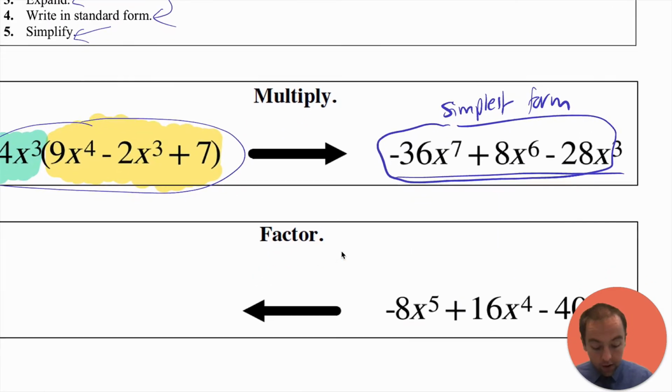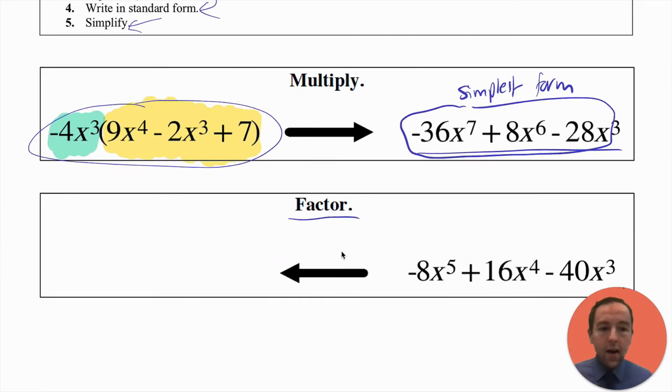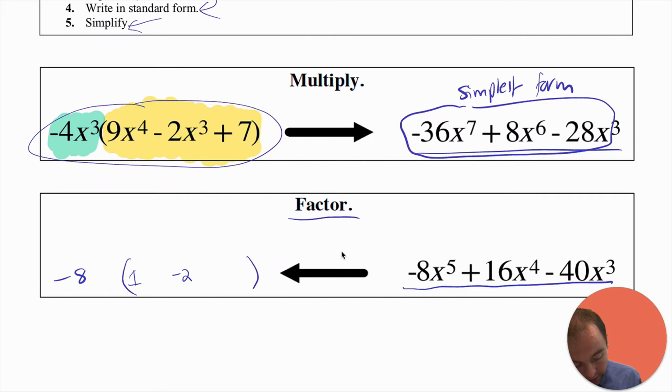So if you are asked to factor, it's really just the opposite of multiplying. It's just working backwards. If you have this expression right here that's in simplest form, you can factor it if you write it as a product of its factors. What that ultimately is really going to look like for this example is you could take out a -8, because -8 and 16 and -40 are all divisible by -8. And what that then leaves is just a +1 here and a -2 here and a +5 here.